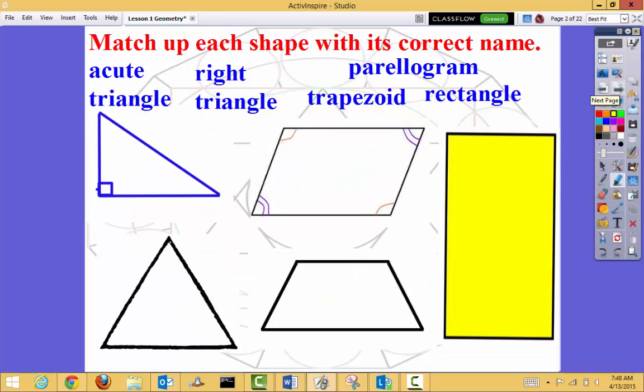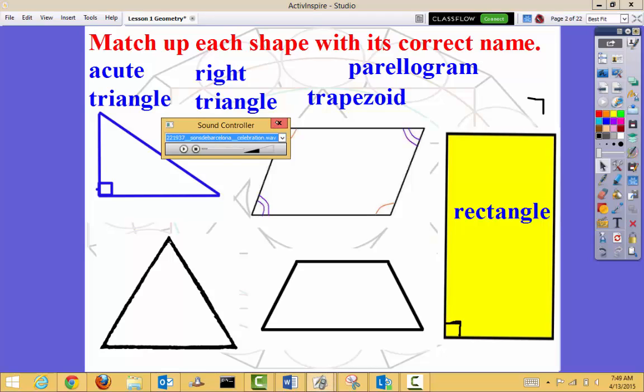Alright, so let's look at this first part. We need to match up each shape with its correct name. Well, I see I have two triangles here, and I see I have two triangles listed up here. So I'm not quite sure, so I'm going to go with my easier one first. I know what this shape is. This is a rectangle. There's only one that has a rectangle. A rectangle has four sides, and each angle is a right angle. So if I look, this is a right angle. It's 90 degrees. If I take a piece of paper and put it in this corner, it's going to line up perfectly. So my rectangle is this yellow shape.